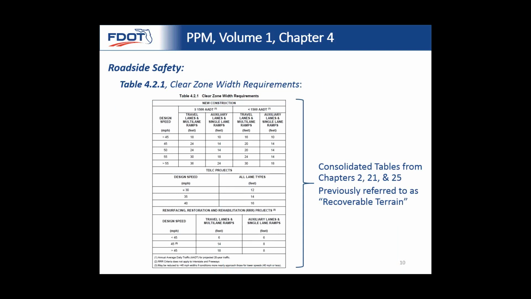A part of the efforts in the new Chapter 4 was to consolidate information like I talked about. So where previously the clear zone width requirements were included in chapters 2, 21, and 25, and were referred to as recoverable terrain, we've moved all that information to Chapter 4. We've consolidated it for new construction, TRTM, which was chapter 21, and the triple R requirements down here at the bottom. So all of the clear zone widths are located in one place, and we're calling it what it is, the clear zone width, instead of using confusing terms between our criteria and what you would find in the Roadside Design Guide.